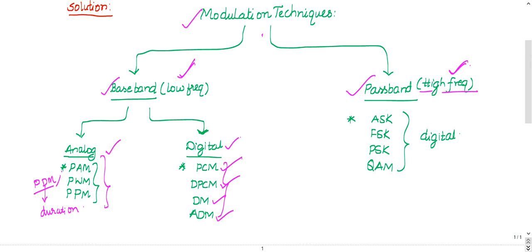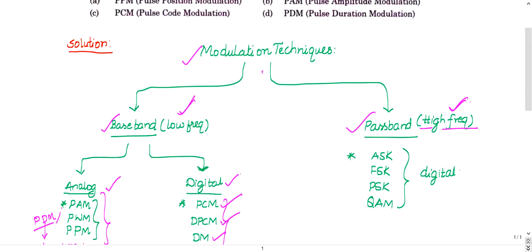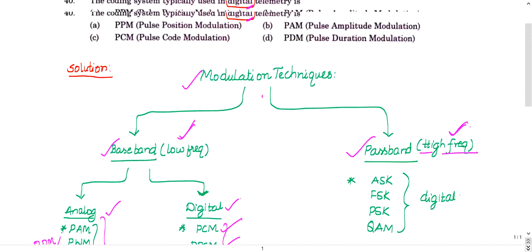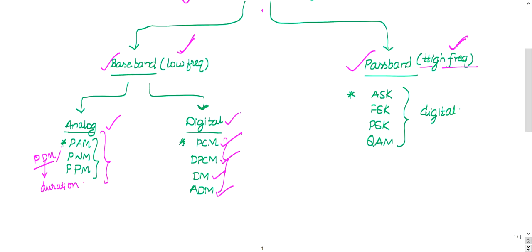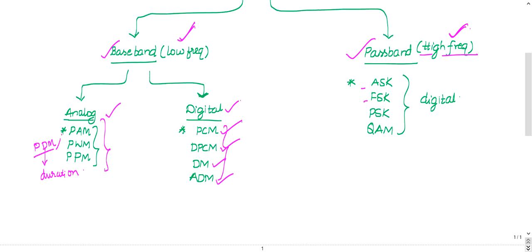You need to memorize the baseband modulation techniques classified into two types, analog and digital. Under analog, the examples are PAM, PWM, PPM. Under digital, PCM, DPCM, DM and ADM. Whereas coming to passband or high frequency modulation techniques, the examples are ASK, amplitude shift keying, frequency shift keying, phase shift keying, and finally quadrature amplitude modulation.